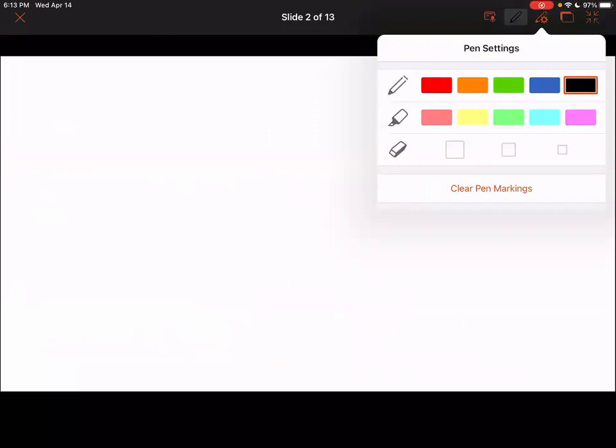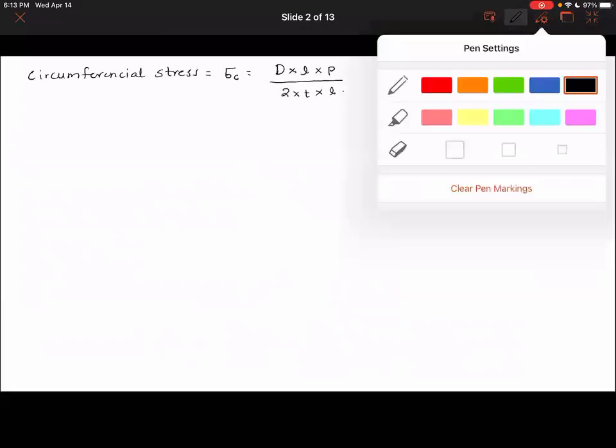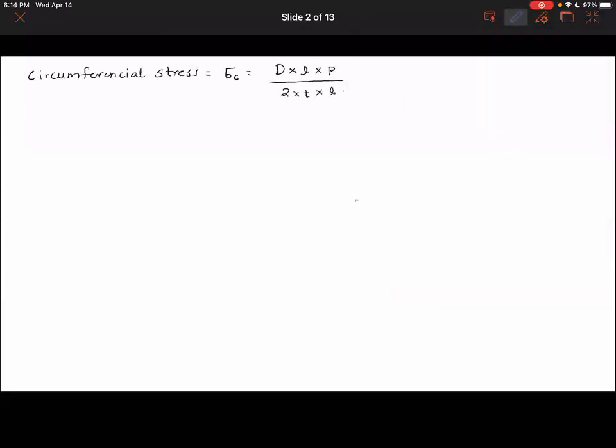Now, if you look at the circumferential stress, it is given as sigma C. And this circumferential stress is given as D times L, which is the length of the cylinder, multiplied by P, which is the pressure, divided by 2 times T times L. Now, a quick description of this circumferential stress.